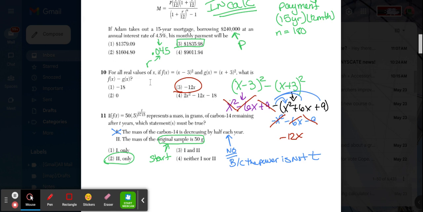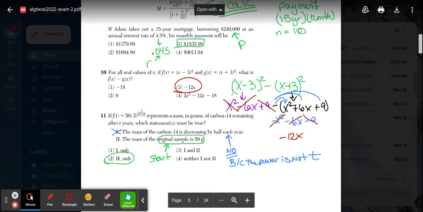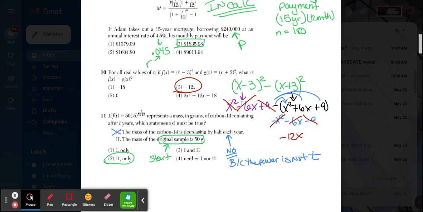F of x, g of x, what is f minus g? So you're going to subtract the two functions. If you expand f of x, you get this purple stuff. If you expand the g of x, you get the black stuff. But remember when you're subtracting that you're subtracting everything in the black part.